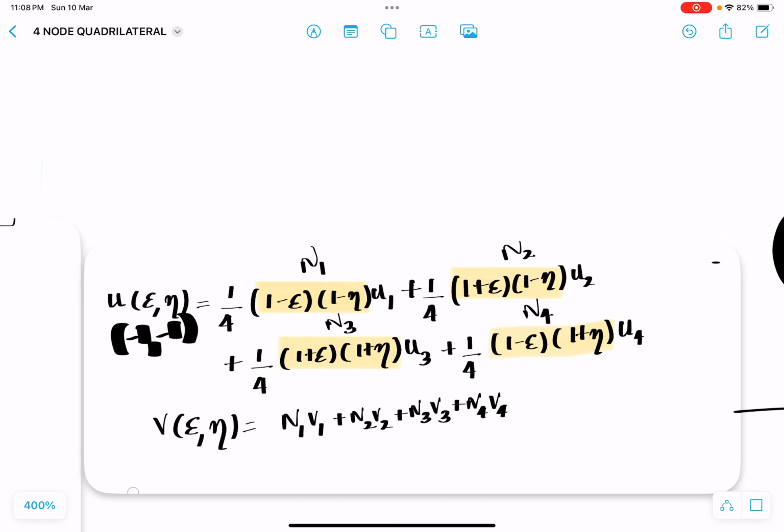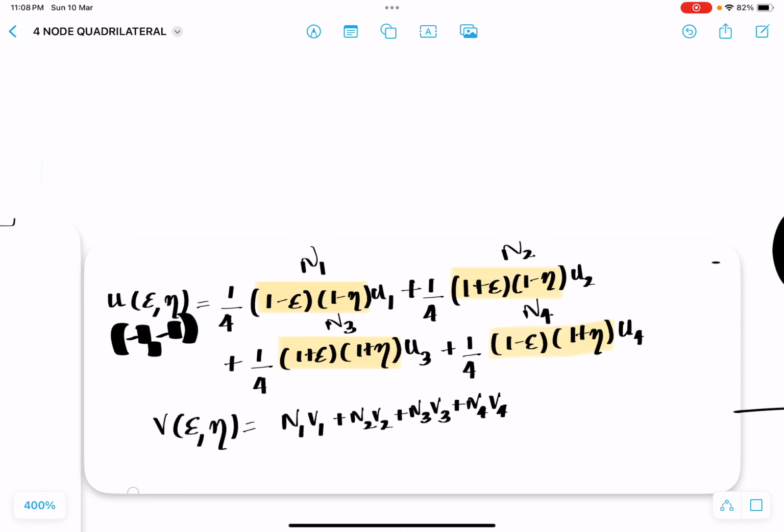Okay, so this is the first pattern. Similarly, the value of n2 should become 1 at nodal point 2, and the values of n1, n3, n4 should become 0. Similarly, at nodal point 3, the value of n3 should become 1, and the other shape functions should become 0. So you know where the story is heading.